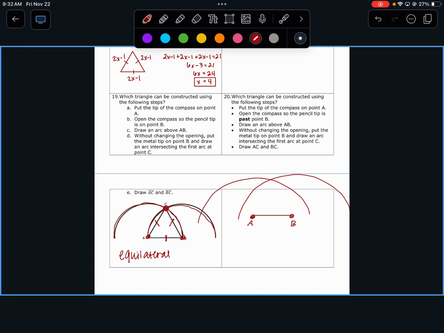Okay, so now we have this point up here. So this time, the radius is longer than AB, and that radius was used to create this intersection. So basically, these two sides created should be longer than AB. So if these two sides are longer, then tell what kind of triangle that would be.